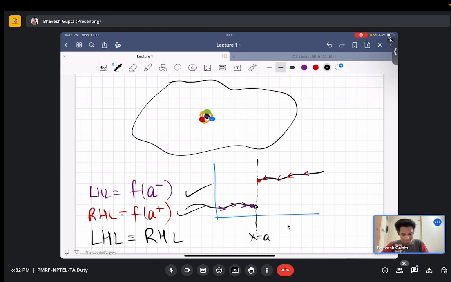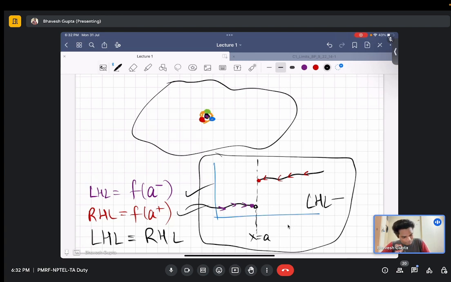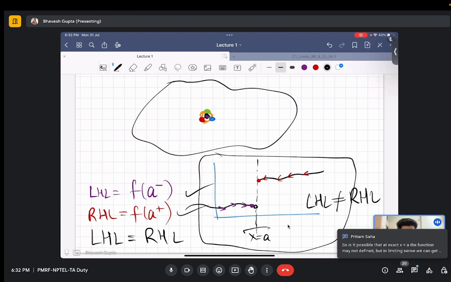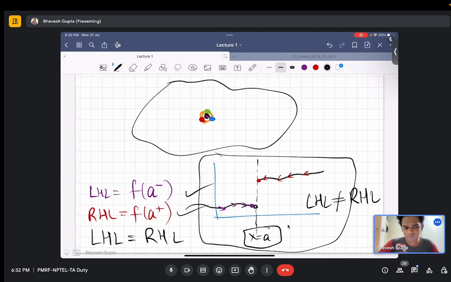But in this example, we see that the left hand limit is not equal to the right hand limit. The behavior just to the left and the behavior just to the right are not the same. The behaviors are different, right? That means I cannot claim what happened at x equal to a. So basically this tool of limits fails to explain what happened exactly at x equal to a, right?